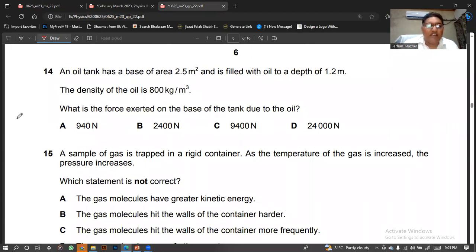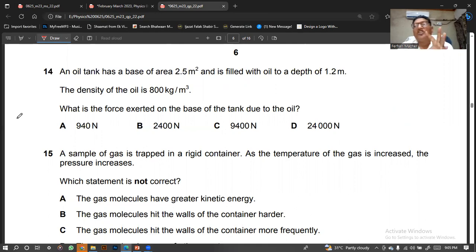Question number 14. An oil tank has a base of area 2.5 meters square and is filled with the oil to a depth of 1.2 meters. The density of the oil is 800 kg per meter cube. What is the force exerted on the base of the tank due to the oil?